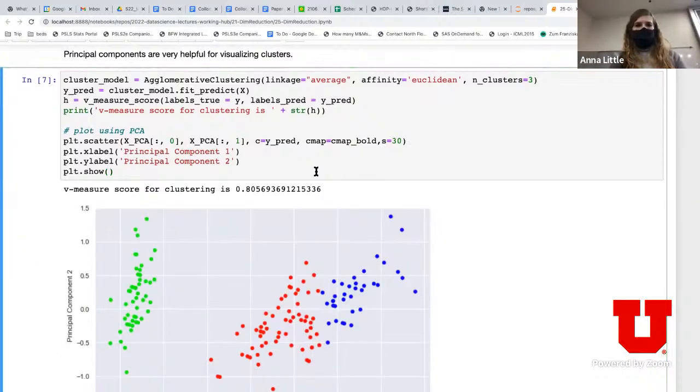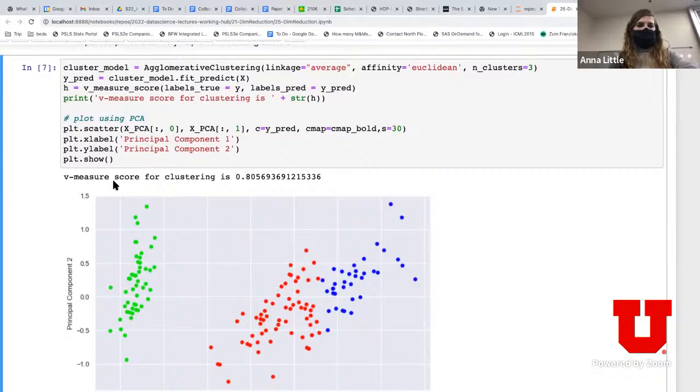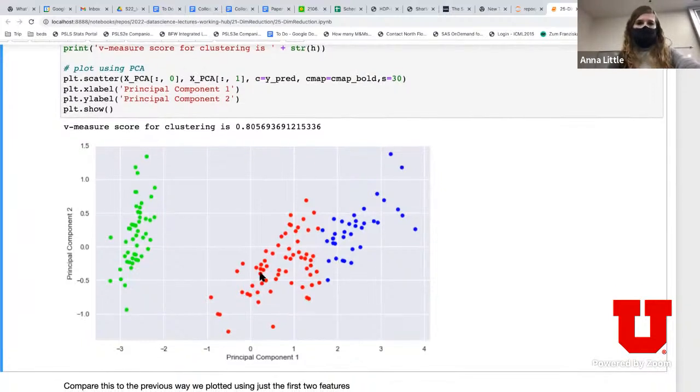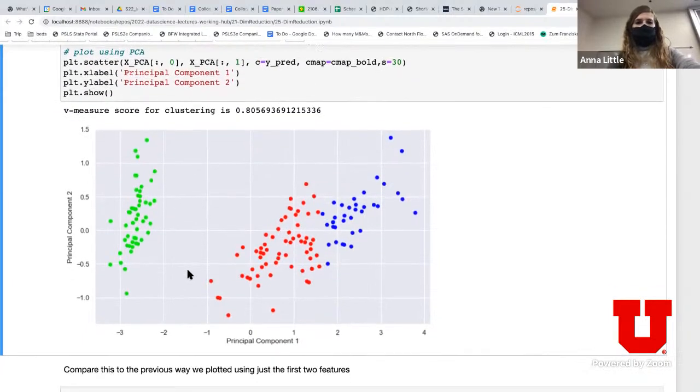So if we do that, we can see that clustering based on the first 2 principal components of the data is giving us a V-measure score of 0.805. Okay, so it's okay. It's not bad. It's not amazing. It's just kind of okay, but it's definitely a lot better than we would have gotten on the first 2 dimensions. And visually, you can see the clusters matching up pretty well.